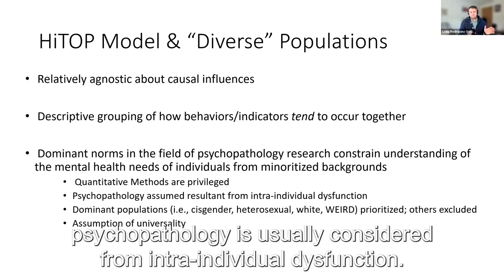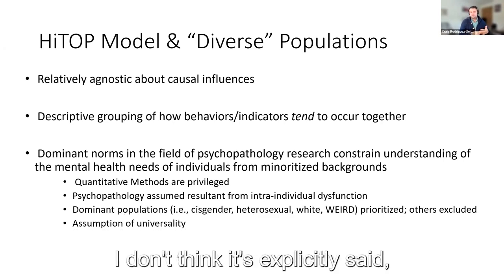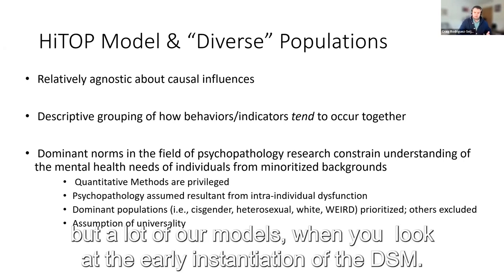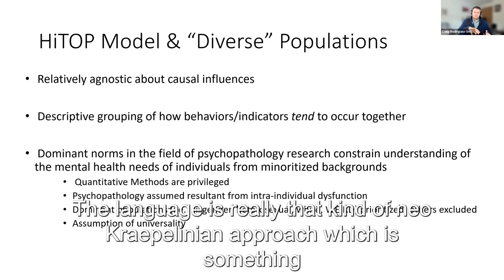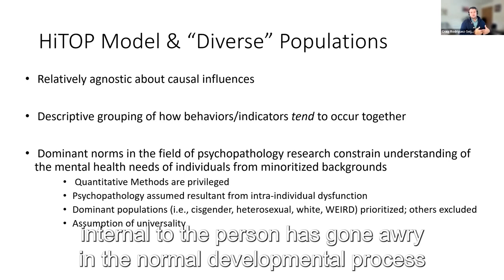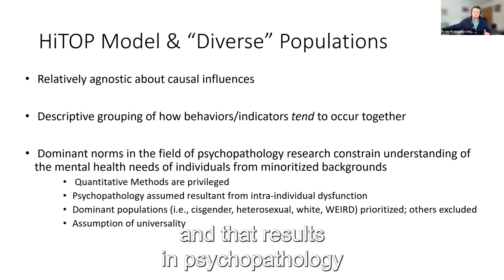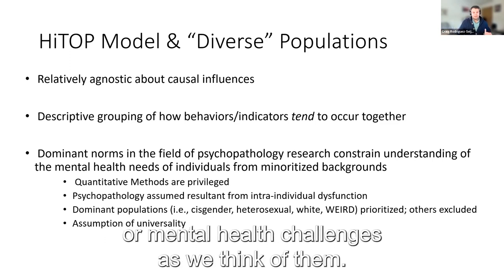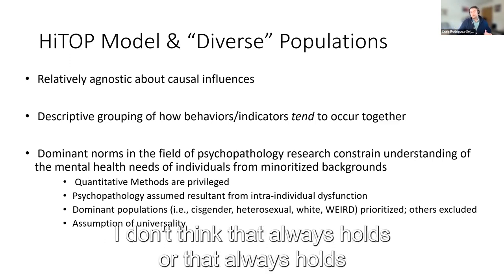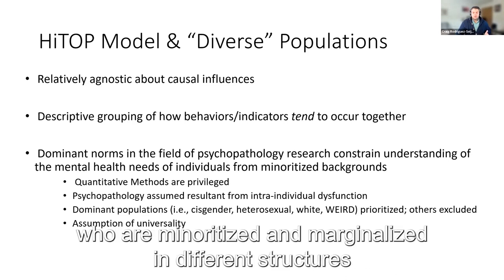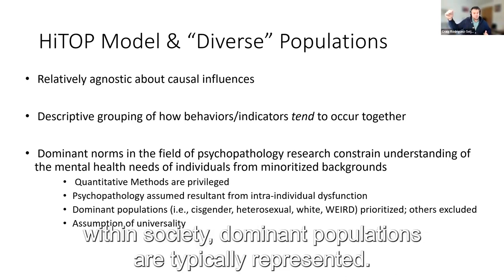Psychopathology is usually considered from intra-individual dysfunction. I don't think it's explicitly said, but a lot of our models, when you look at the early instantiations of the DSM, the language is really that kind of neo-Kraepelinian approach, which is something internal to the person has gone awry in the normal developmental process. And that results in psychopathology or mental health challenges as we think of them. I don't think that always holds when you're thinking about groups who are minoritized and marginalized in different ways based on structures within society.